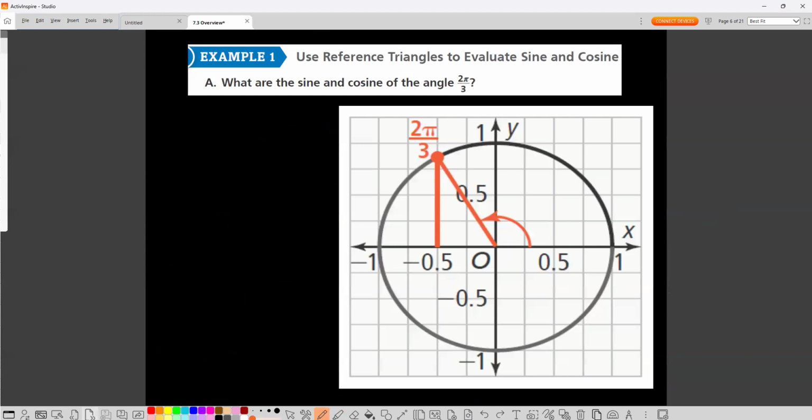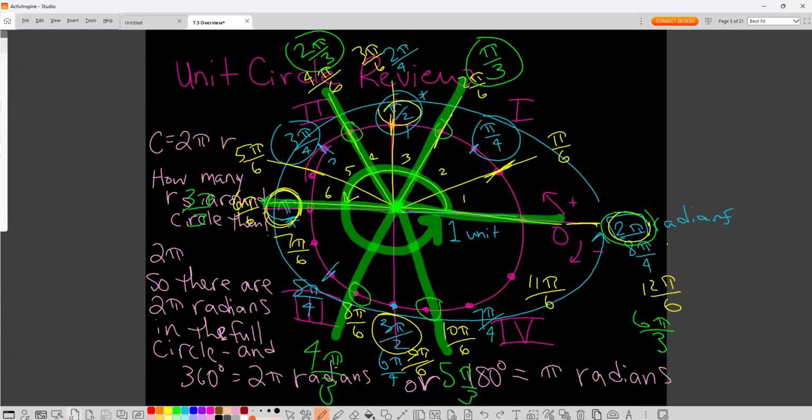So if we go over here to our 2 pi over 3, which I just showed you was going to be right up here, this is a 30, 60, 90 triangle. All the triangles on here are either 45, 45, 90 if we're in the middle of each quadrant.